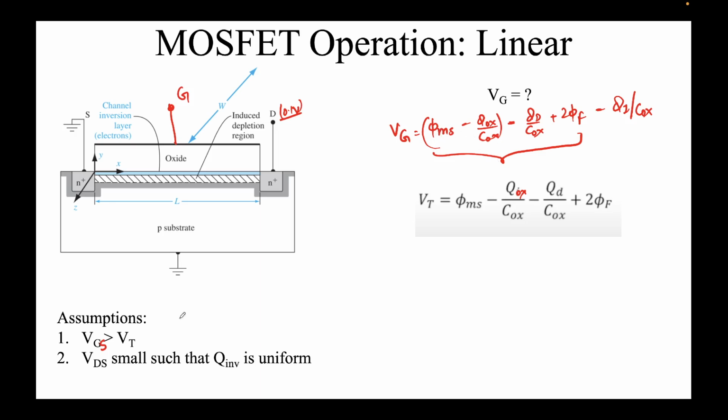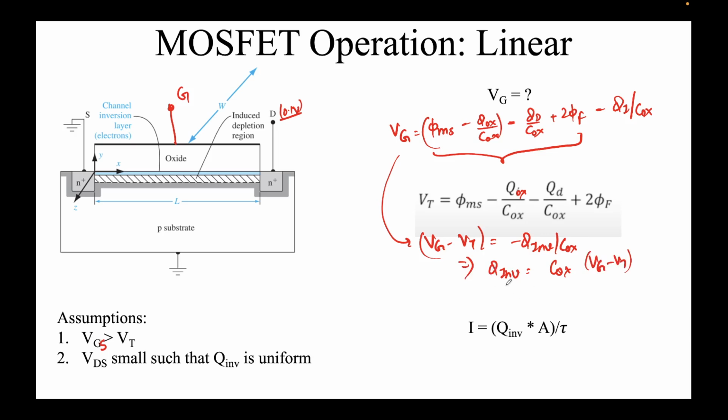So Vg is greater than Vt. That's what I've written here. Vg, how much higher? By this amount. It's higher because Qi is negative. This is an inversion layer of electrons. So what I'll do is rewrite this expression here. I'll write Vg minus Vt equal to minus Q inversion over C ox, right? And from this I can write Q inversion is equal to C ox times Vg minus Vt, just the cross multiplication, nothing else. Okay, what will be the current?